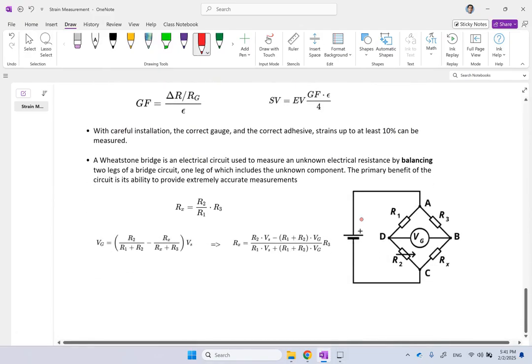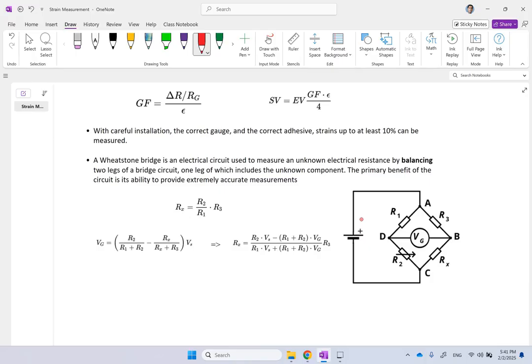So the Wheatstone bridge is basically an electric circuit that you use to measure a change in electric resistance. It has three fixed resistors, R1, R3, and another, and there is the unknown resistor, Rx, that you want to measure, and there is a variable resistor, R2. And here you have a voltmeter or an ammeter between these two ends of the bridge, D and B.